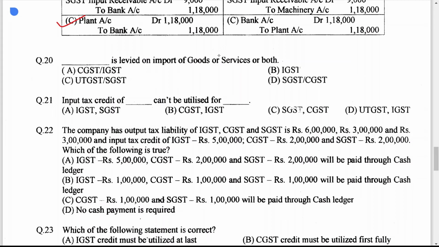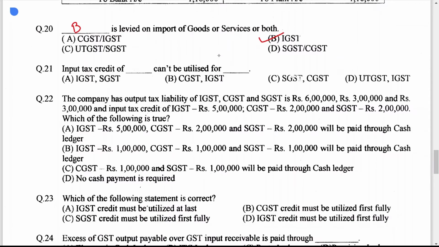Now duty is levied on import of goods or services or both. So whenever you are importing goods, which tax is applicable? So B is the answer in that case. IGST is applicable. Now next one: input tax credit of the tax can't be utilized for the tax. That means what? In that case, the answer is C, because input tax credit of SGST can't be utilized against CGST. All other options are correct.